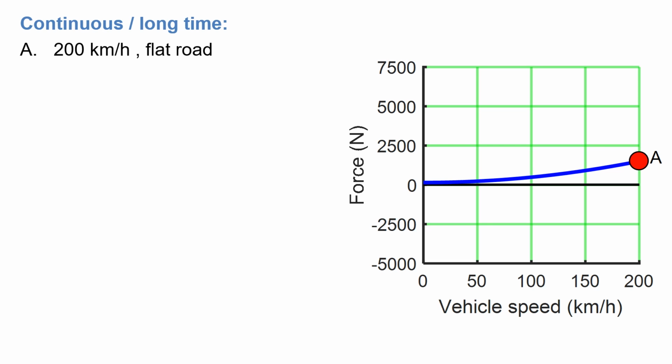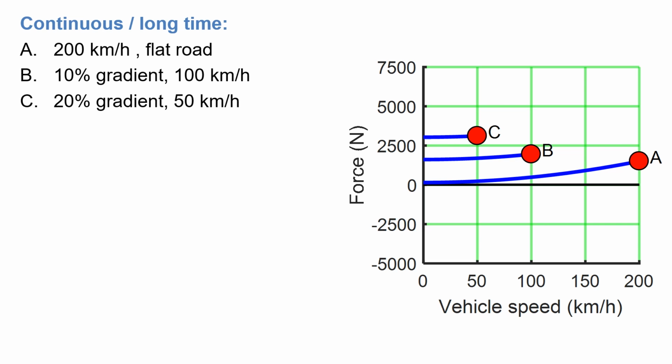How about climbing steep gradients? Well, it's unlikely that normal road vehicles will climb a steep gradient for an hour, but climbing steep gradients for 10 minutes is definitely possible. Therefore, we categorize these gradient requirements as long time requirements. This car is required to climb a 10% gradient in up to 100 km per hour. By plotting the running resistance curve for 10% gradient, we can find the force required at 100 km per hour. Another gradient requirement is 20% at 50 km per hour.